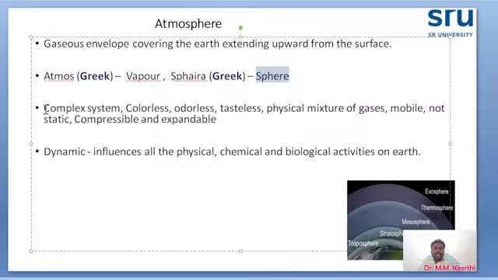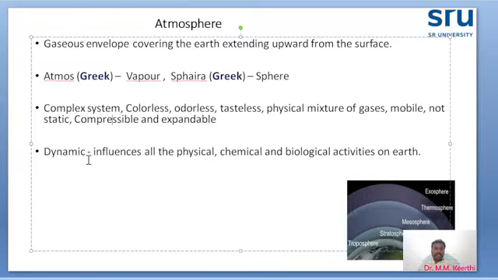What is the nature and characteristic of the atmosphere? Atmosphere is a complex system. It is colorless, odorless, tasteless, and a physical mixture of different gases. And the air is mobile, not static. It is compressible and expandable. These are the characteristics of the atmosphere: a complex system, colorless, odorless, tasteless, a physical mixture of gases, mobile and non-static, compressible and expandable.